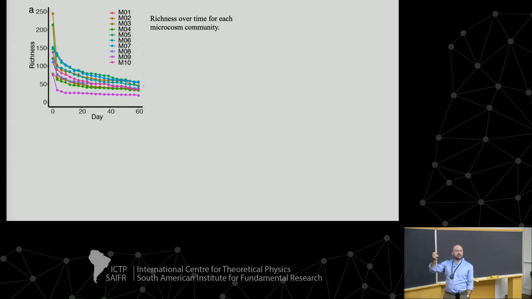Right, so the richness. I heard someone ask the other day, what is richness? It's just the number of species, the number of these things that we can count. And these are the different communities, the different microcosms. As you can see, these things decrease in time, but very consistent with what I said.